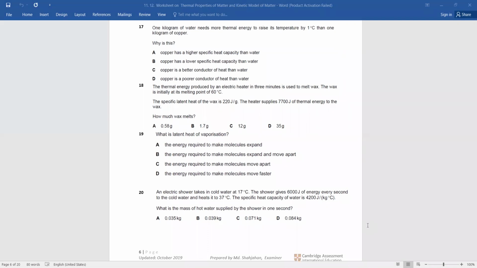1 kilogram of water needs more thermal energy to raise its temperature by 1 degree Celsius than 1 kilogram of copper. Why is this? A: Copper has a higher specific heat capacity. Tell us the answer, not all the options. Read in your mind silently, then tell us the correct option. Other students, you also think. If you have your ideas, you can raise your hand, then I can give you the floor.